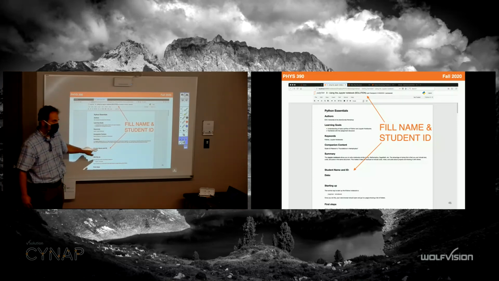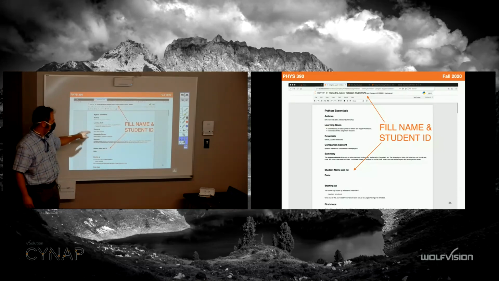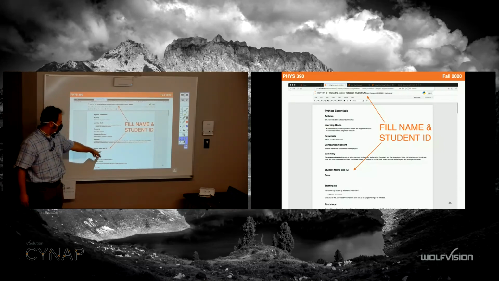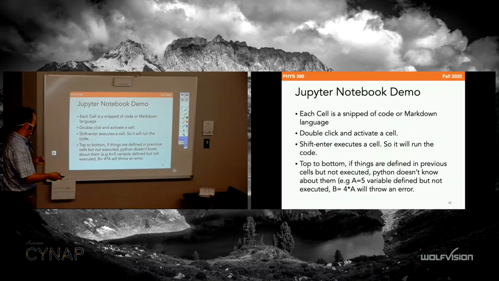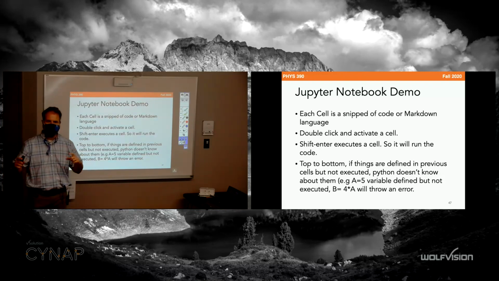As soon as you click, these are cells. So you double click on these, you can edit them. These are basically HTML text, so you can type your name in there, and then there's bits of text where I explain things, and then you can run code in some of the cells. Each cell is a snippet of code or the markdown language. It's not quite HTML. Double-click activates a cell. Shift-Enter executes a cell. So basically, you can run code.